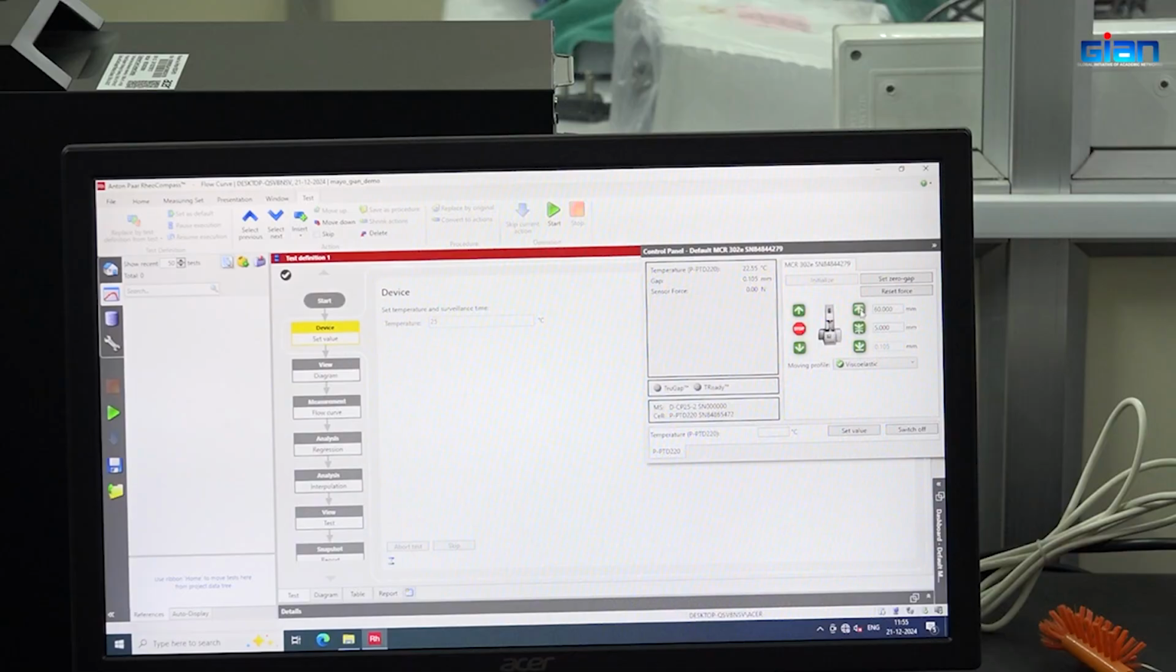Now I have already done the set zero. So now we'll take the head up and we'll put the sample.